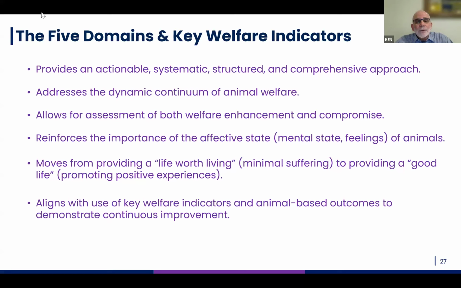And so when we consider the 5 domains and key welfare indicators, we like the domains because they're an actionable, systematic, structured, comprehensive approach to welfare. And again, I'll just say one more time, actionable. They address the dynamic continuum of animal welfare. I think you have a good understanding of that now. And because of that, they allow us to assess and address animal welfare compromise and promote animal welfare enhancement, which is very key.